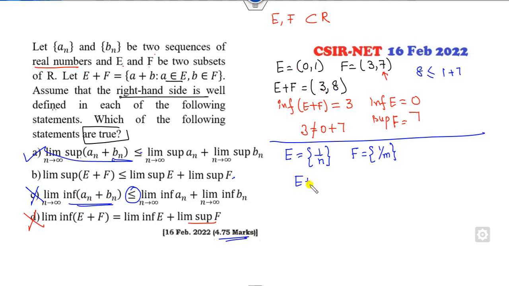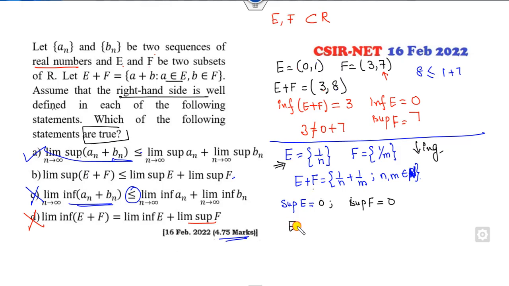What is my E plus F? Because it's element wise addition, it is 1 over n plus 1 over m, where n and m are any natural numbers. Fine. Then you need to find the supremum of E. What is the supremum of E? Clearly the supremum is 0. What is the supremum of F? It is 0, because it's a decreasing sequence. While what is E plus F?